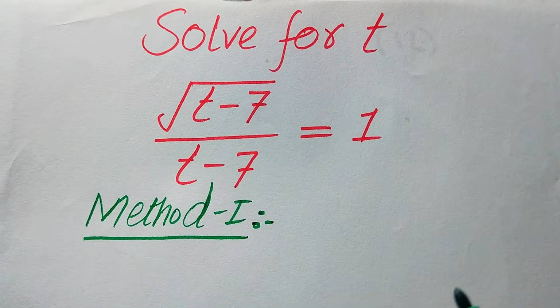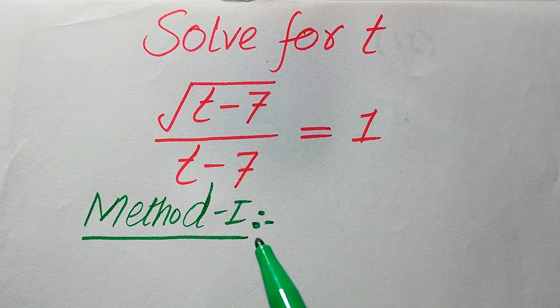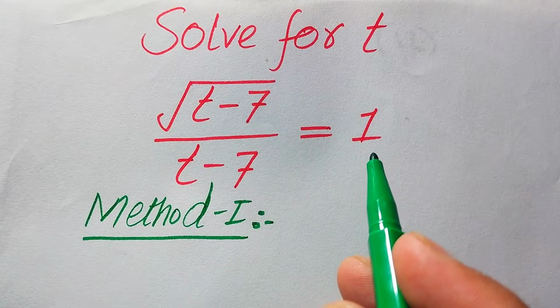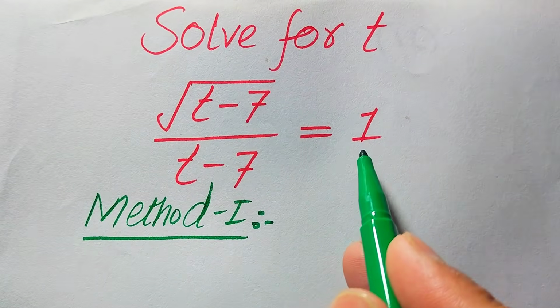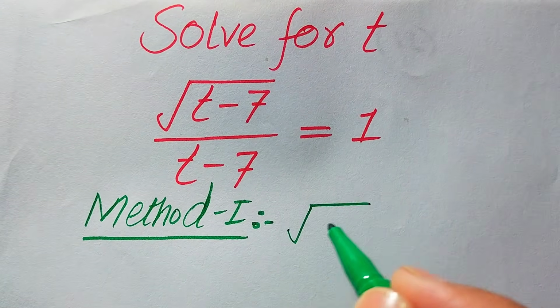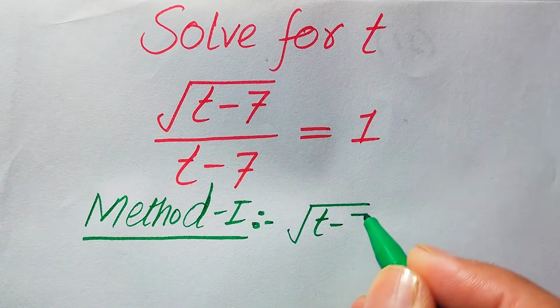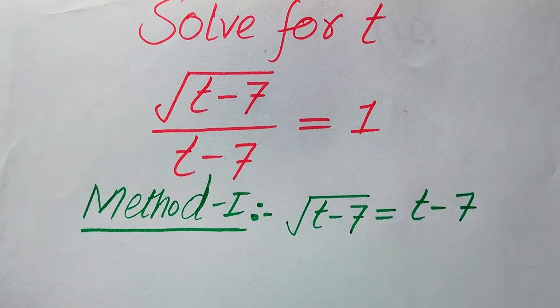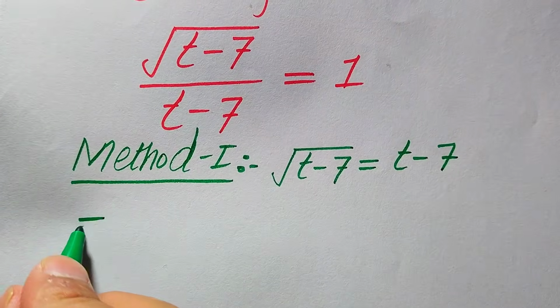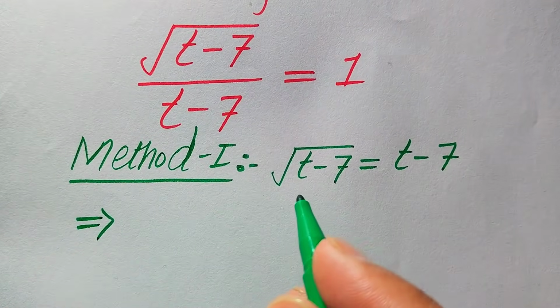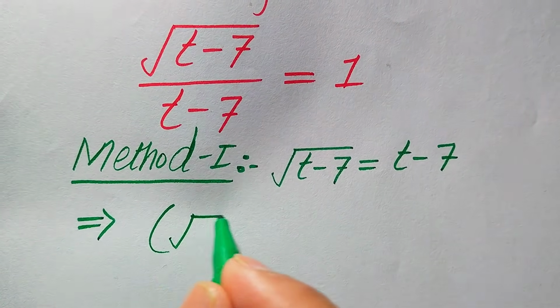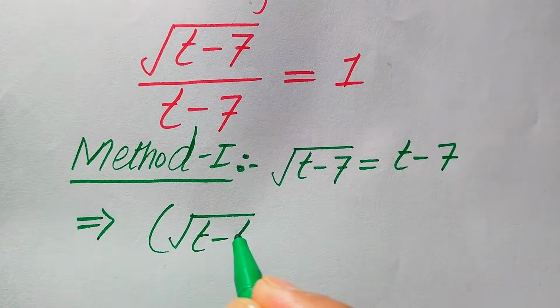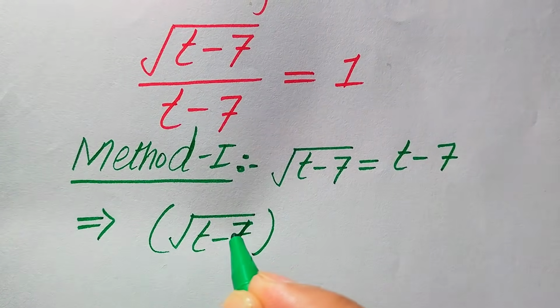And now we move towards the solution of this problem. The very first step we are going to do is move t minus 7 from the left hand side to the right hand side. When this is multiplied by 1, it will be written as the square root of t minus 7 is equal to t minus 7. And in the next step, we remove the square root sign from the left hand side, and for this we apply squaring on both sides.